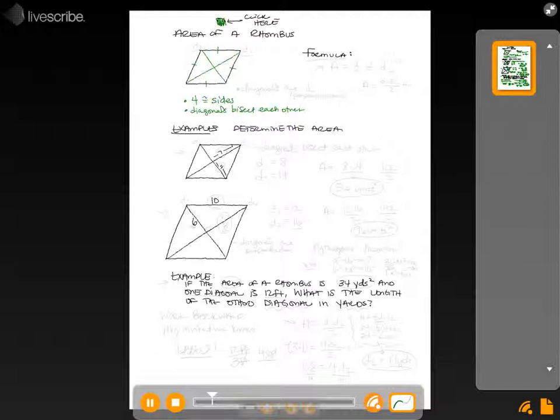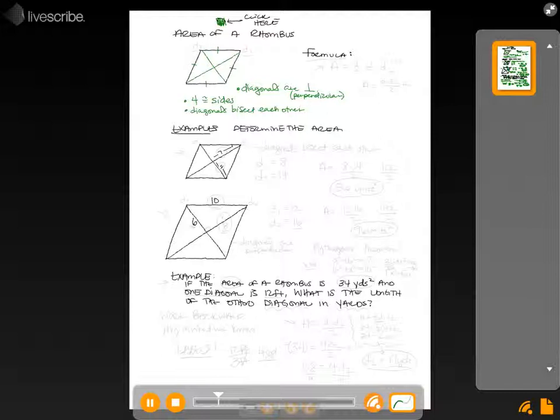One other thing we might need to know is that our diagonals are perpendicular. And remember that upside down T means perpendicular. That will be important also, and you'll find out why in one of the examples that we do, how we could use that to our advantage in some of these problems.